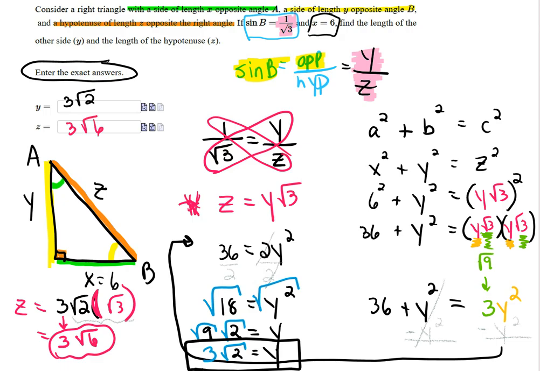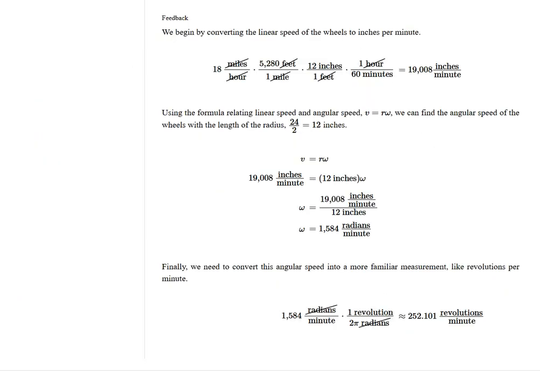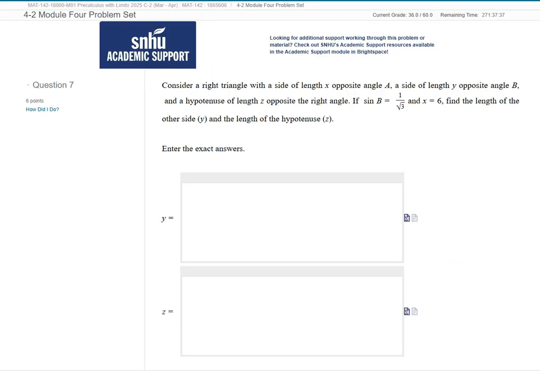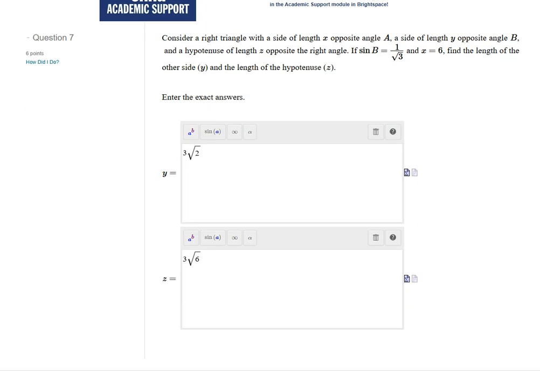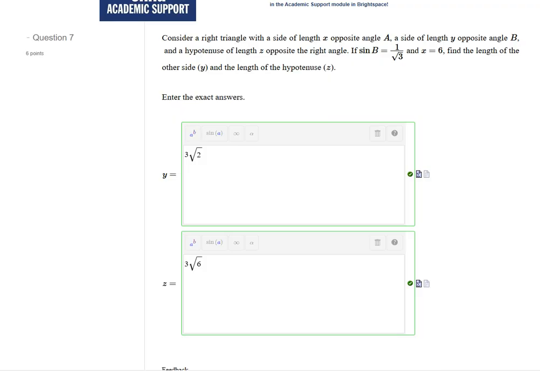I had already gone in there and put them in. Am I on the right page? Let's see. Nope. I need number 7, sorry. And I put them in here: 3 times the square root of 2 for y, and 3 times the square root of 6 for z, and got them right.